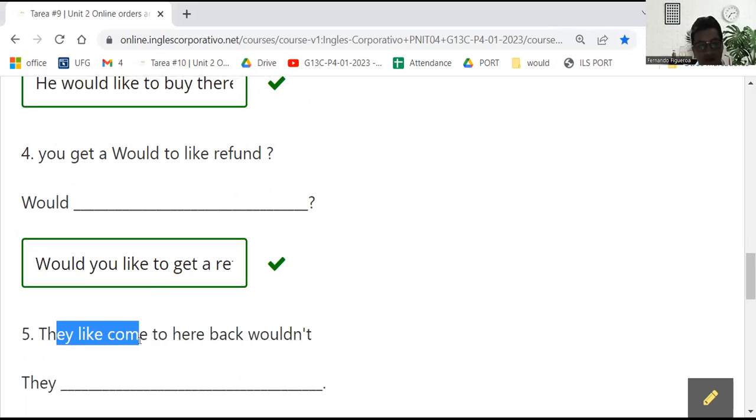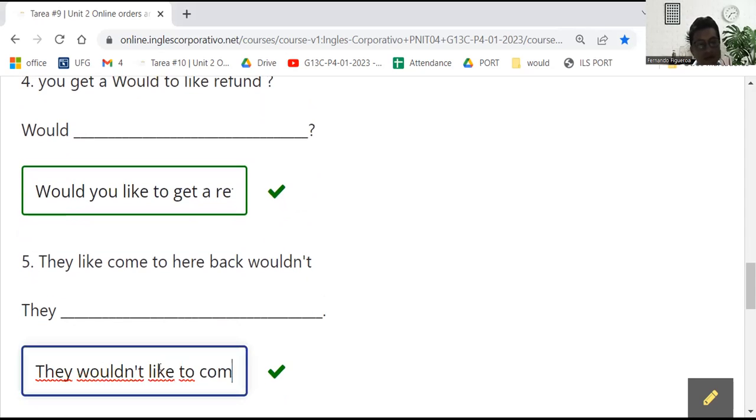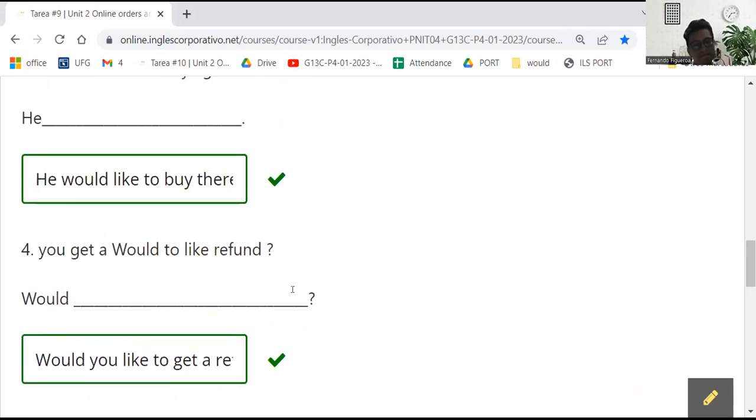Y la 5, they like come to hear back wouldn't. Es una negativa. So they wouldn't. They wouldn't like. ¿Qué seguiría después? Tenemos otro verbo. Pero no puedo tener ahí dos verbos, ¿verdad? ¿No le gustaría qué cosa? Venir aquí de nuevo. So they wouldn't like to come back here. Nada más eso que le comentaba, de que después de wouldn't like lo que tenemos que agregar es un infinitivo, o podría ser un sustantivo. Pero si lo dejo solamente así, they wouldn't like come, tengo dos verbos. Sería, no le gustaría venir o regresar. Eso sería en cuanto a este ejercicio.